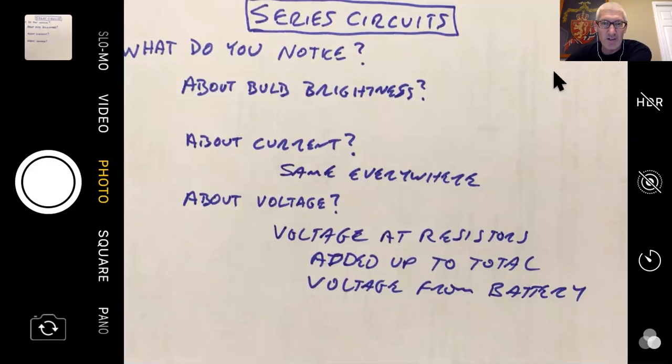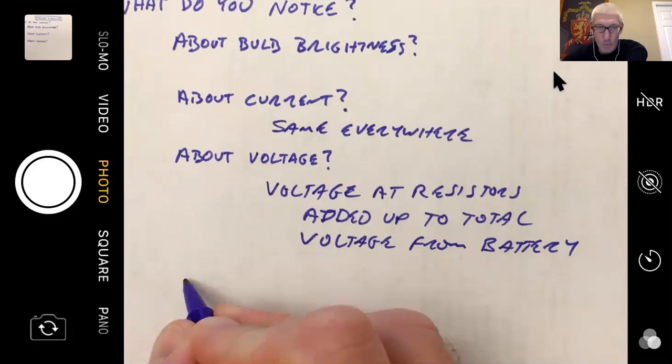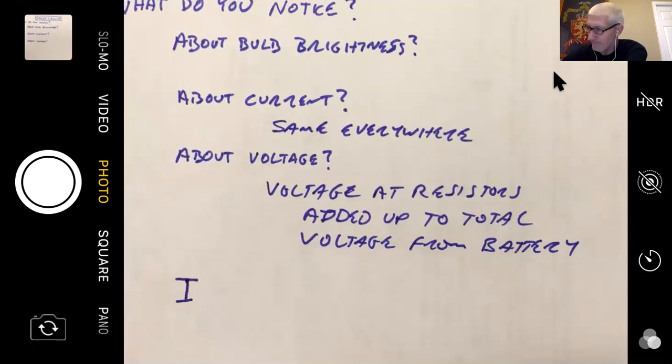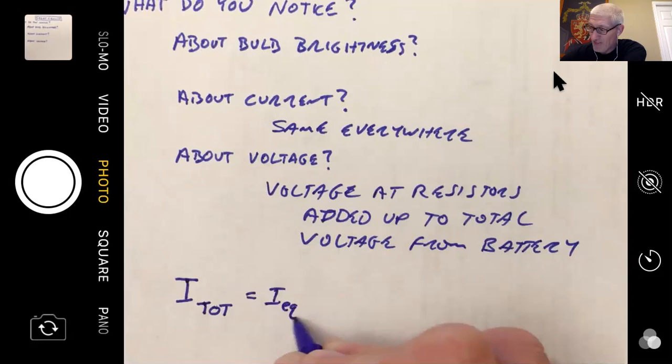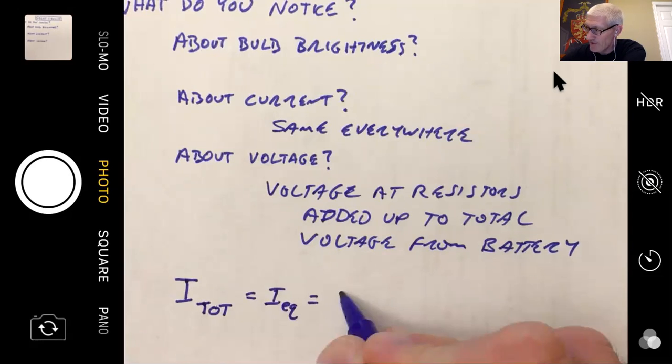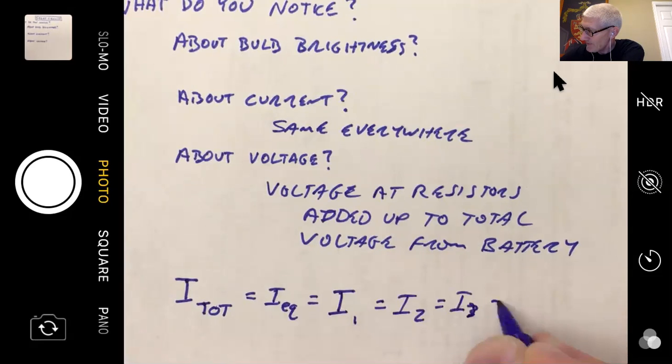So for series circuits, here's the rule. Remember that the current is represented by the letter I. The current for the entire circuit, sometimes you'll see it as I total, sometimes as I equivalent, but it doesn't matter where you are in the circuit. I'm going to use some symbols here: I1, I2, I3, and so on and so forth.